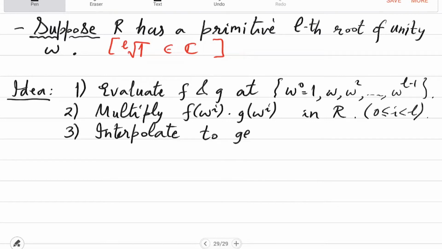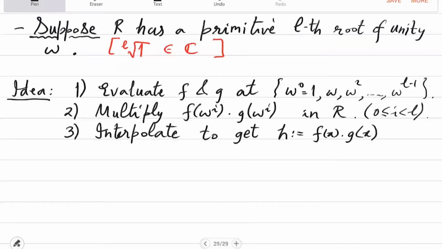To get the product H, right. So those are the 3 steps. So what is the complexity of this? If you just implement this, what is the complexity? L square already to evaluate, if we do it now. Already in step 1, right?